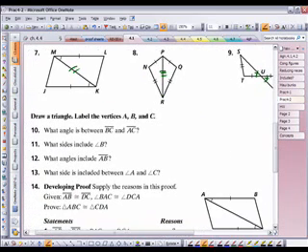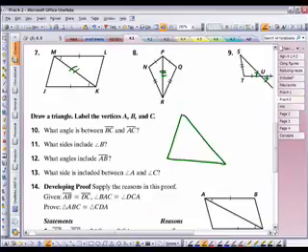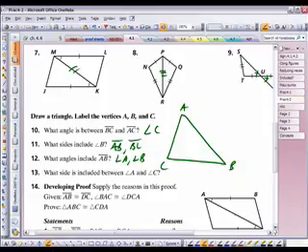Draw a triangle and label it ABC, so A, B, and C. What angle is between BC and AC? Okay, BC and AC, that would be angle C. What sides include angle B? Well, angle B is between side AB and side BC. What angles include AB? That would be angle A and angle B. You can see the letters kind of go together. What side is included between A and C? Well, that's simply side AC.